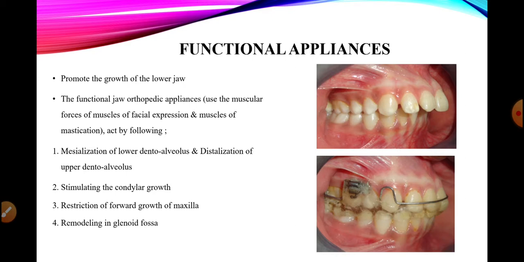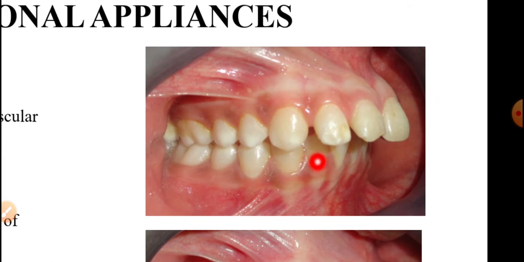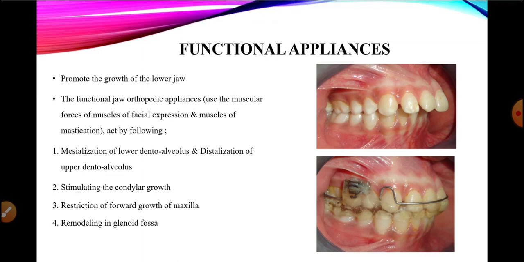So in cases when we are seeing that the class 2 malocclusion is because of the retrognathic mandible, we have to promote the growth of the lower jaw. Usually the mode of action of functional appliances is that they mesialize the lower dentoalveolar segment, that is, they bring the lower segment forward, and they distalize the upper segment, that is, they bring the upper segment backward, and they stimulate the growth of the condyle because of the muscular pull of the muscles of mastication and facial expression.